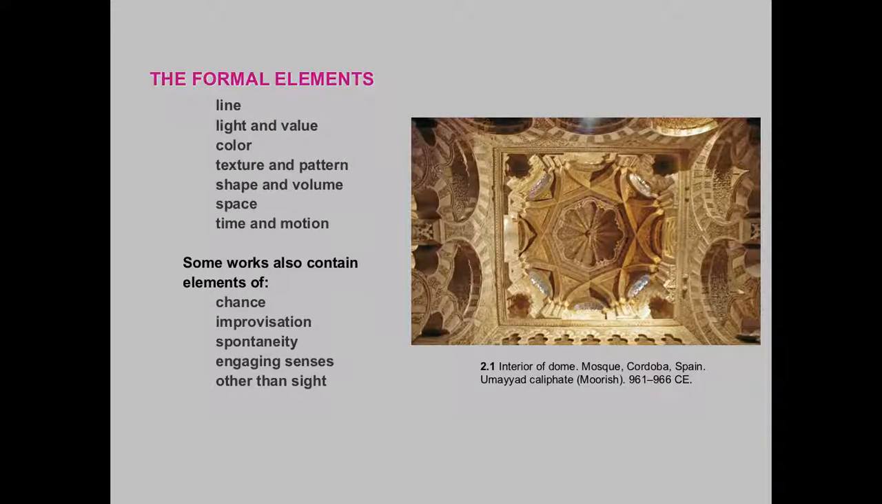The formal elements are here, and when we talk about describing a work formally, this is what we're talking about: what does it consist of in terms of the structure of the piece? Formalism is not to be confused with contextual analysis or other types of analysis. When you're describing something formally, you're breaking it down into the shapes, the colors, the textures, and so on. Your basic formal elements are line, color, light and value, texture and pattern, shape and volume, space, and time and motion.